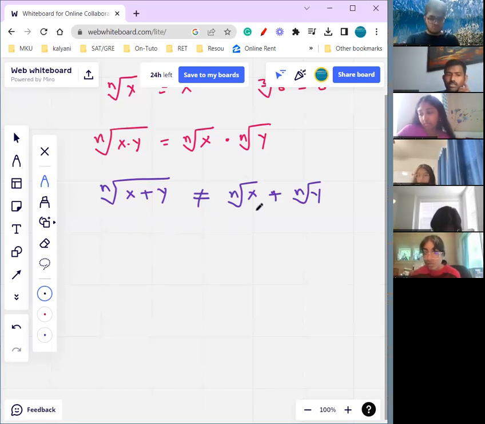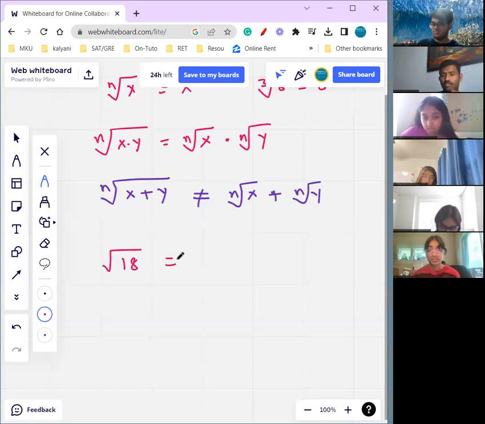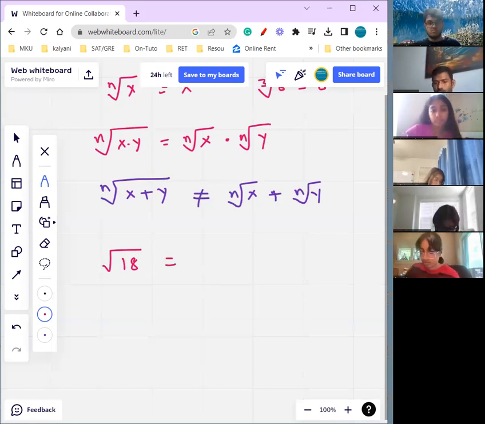All right, so these are the main important rules. And I'm going to give you a small question. Please try to answer this one in your notebook and then put the answer in the chat box so I can get an idea. Simplify radical 18. Tell me what you get. Put your answer in the chat box.